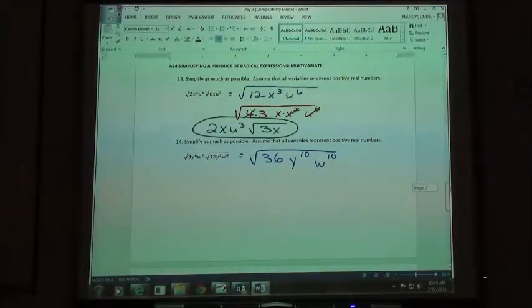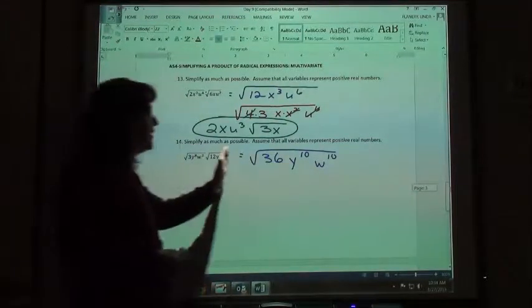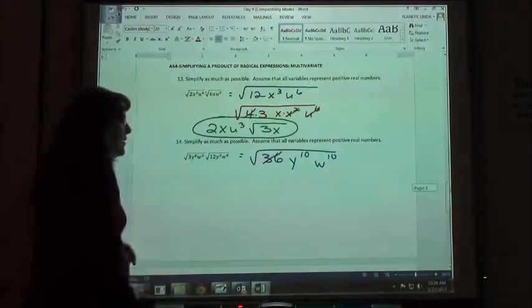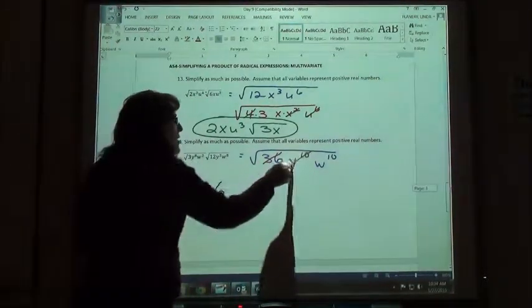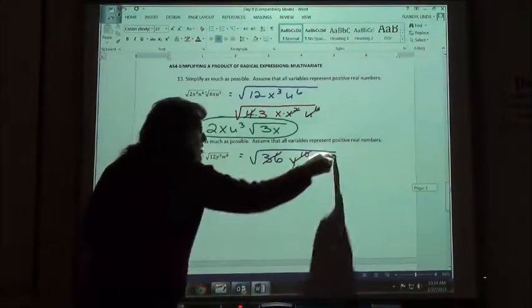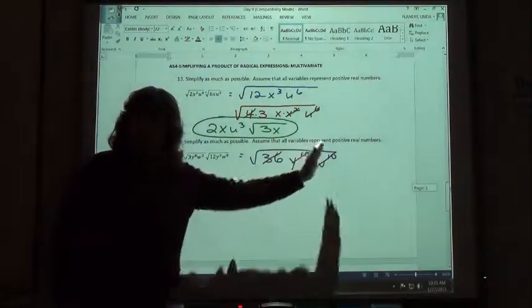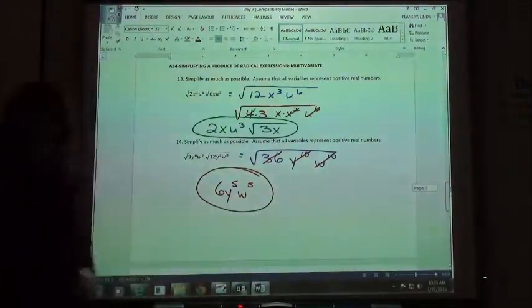Now, when I look at that one, what do you know about 36? Ooh, that could be brought out. 36 is already a perfect square, right? I don't need to factor it because it's already a perfect square. Same thing with the y to the 10th and the w to the 10th. Those are perfect squares because their exponents are both even. That means this is a perfect square. I'm just going to do the square root of everything. The square root of 36 is 6. The square root of y to the 10th, y to the 5th, and the square root of w to the 10th, w to the 5th. There's nothing left under the radical. That's just my answer.